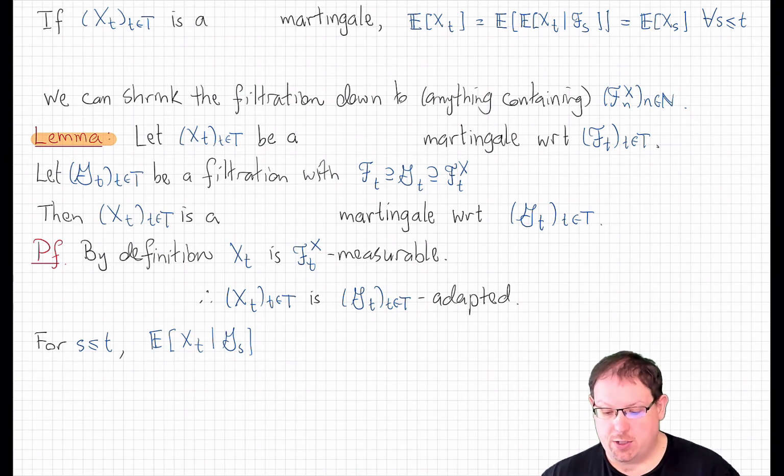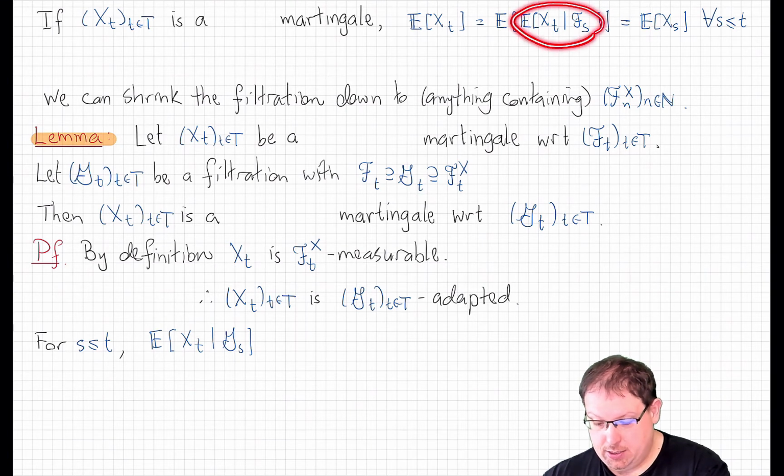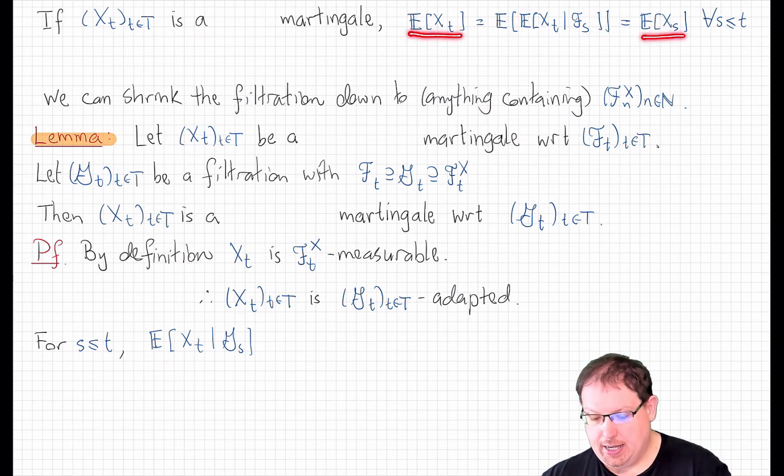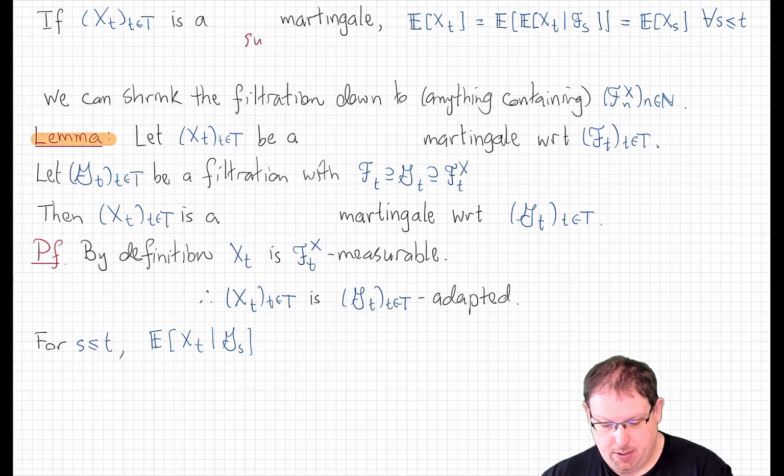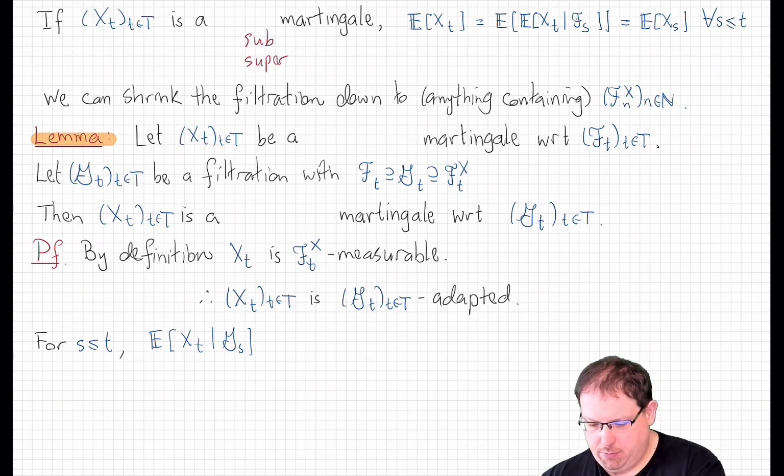But by the definition of martingale, this is just xs. So that tells us that the expected value of xt and xs are the same. Martingales have constant expectation. And if we consider the case of a sub-martingale or a super-martingale, well, that just means that we have greater than or equal to here or less than or equal to here.